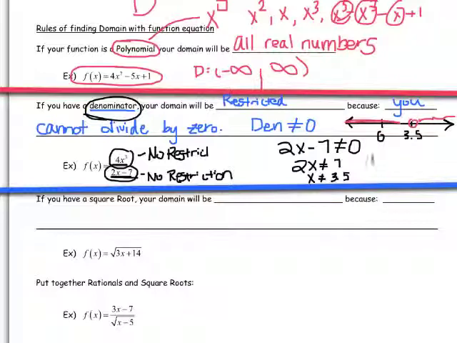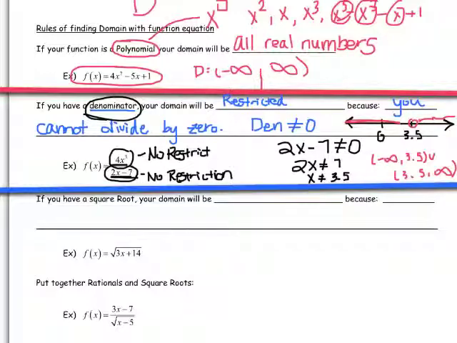So that's negative infinity to 3.5 union, I'm sorry, I'm going to have to go next line, 3.5 to infinity. So again, that reads open parenthesis, negative infinity, comma, 3.5, close parenthesis, union, and this should all be on one line, open parenthesis, 3.5, comma, infinity, close parenthesis.